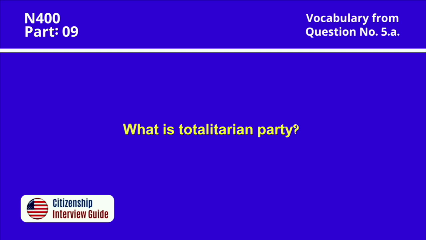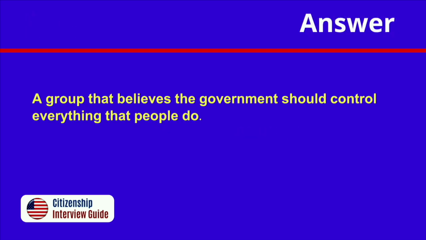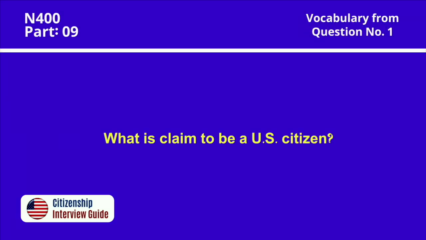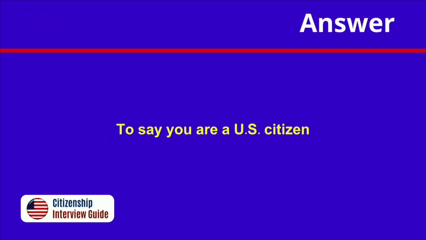What is totalitarian party? A group that believes the government should control everything that people do. What is claimed to be a US citizen? To say you are a US citizen.